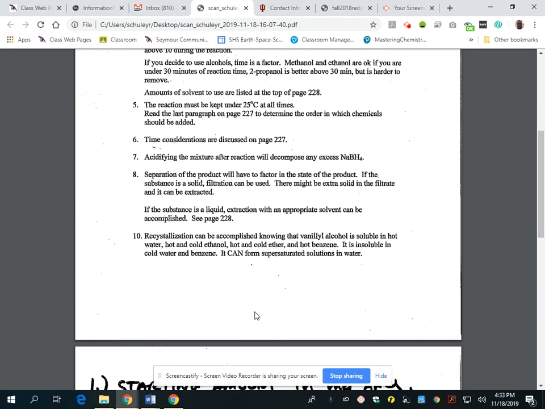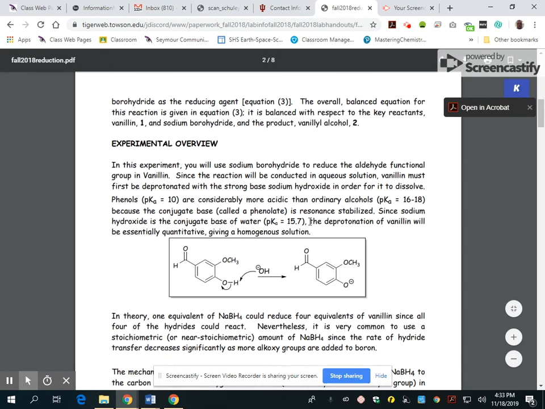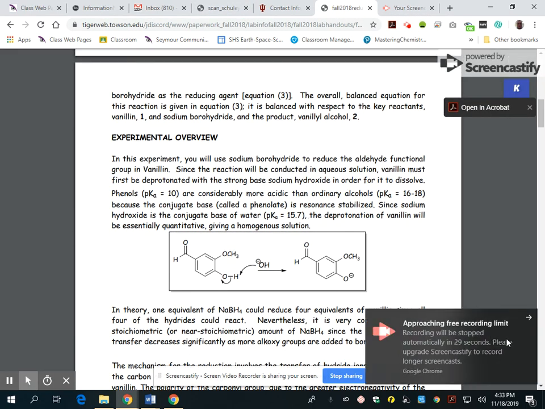So the reduction process, essentially what you're going to be doing through the process is, I'm going to have to run this into a second one to finish this. So I'm going to go ahead and stop this one now, and we'll pick it up on the second one.